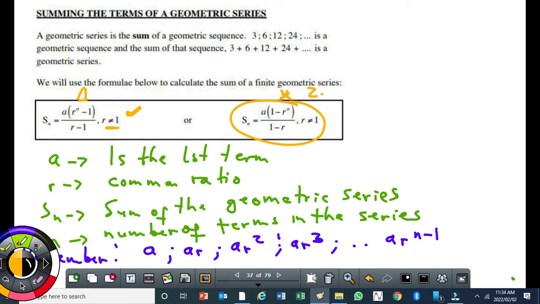That formula, or formulae, there are actually two of them. You can decide which one you prefer. The first one is Sn. Let me use this column here. The first formula to calculate the sum is Sn equal to A times (r to the power of n minus 1) over (r minus 1). So you can use that formula to calculate the sum of terms in a geometric series.